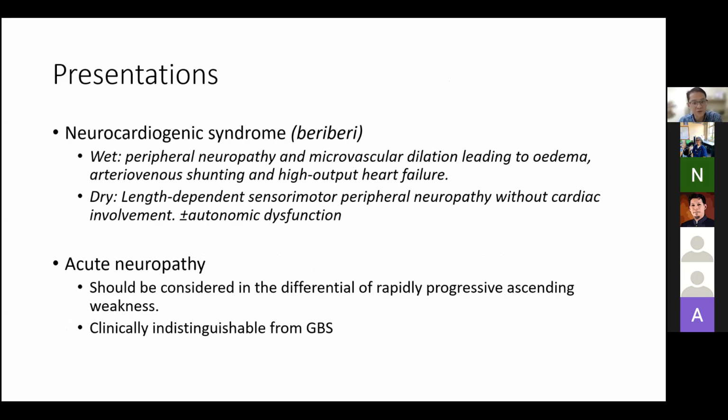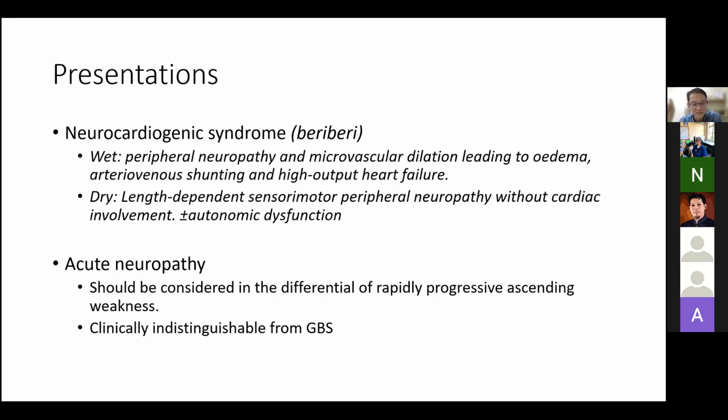Of course, they can come with 2 different forms of the neurocardiogenic syndrome. We call it beriberi. Wet beriberi is peripheral neuropathy with high output heart failure. They develop edema, effusion, difficulty in breathing, and some of them might even require ventilation support. Dry beriberi is purely on the peripheral nerve, as what I showed you just now. The patients might also have autonomic dysfunction.